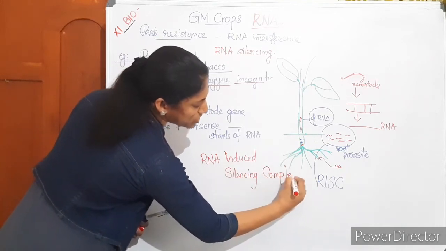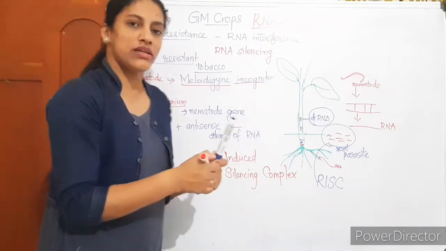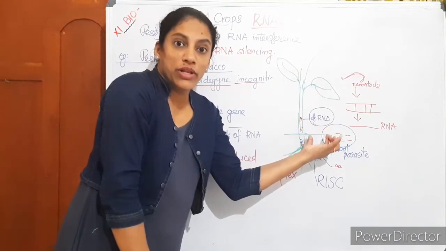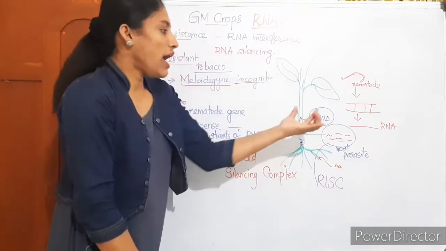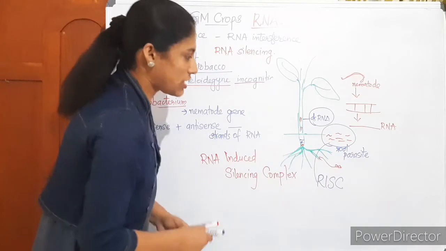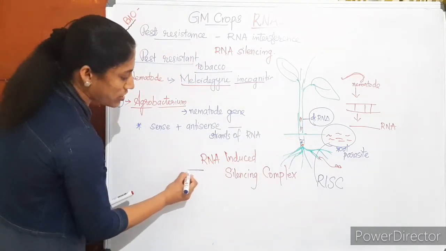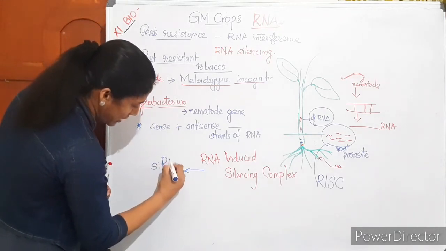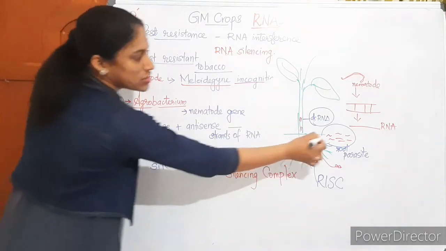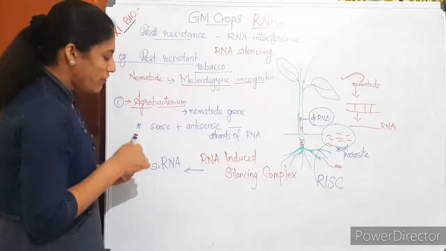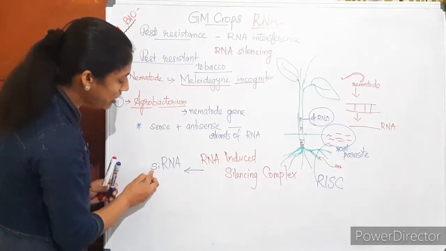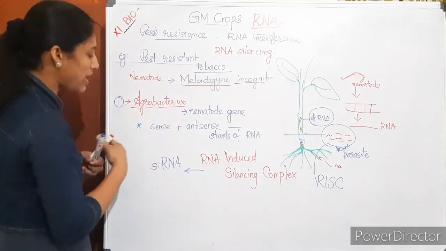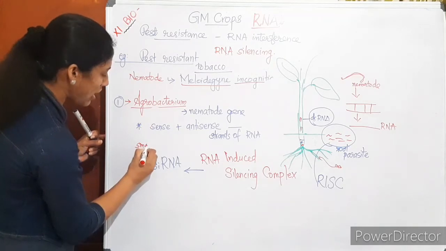Here, in order to silence the RNA, a complex is working. They are working as a complex. The double-stranded RNA will be cleaved into fragments and they work as RISC, the RNA-induced silencing complex. What does it consist of? It consists of a number of small RNAs, fragments of RNAs. We call them small interfering RNA.